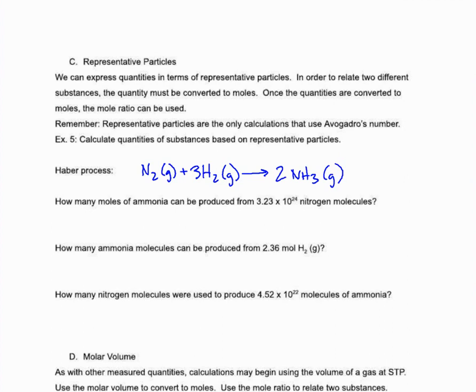And you'll notice that I'm not calculating molar masses right now because none of these actually relate to mass. We're talking about moles and molecules and really nothing else. So I'm going to give you a brief instruction on how you would do these. If you understand moles as a concept pretty well, this is going to make a lot of sense and you'll catch on pretty quickly. How many moles of ammonia can be produced from 3.23 times 10 to the 24th nitrogen molecules?